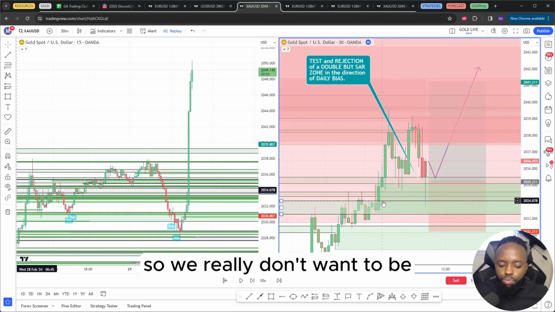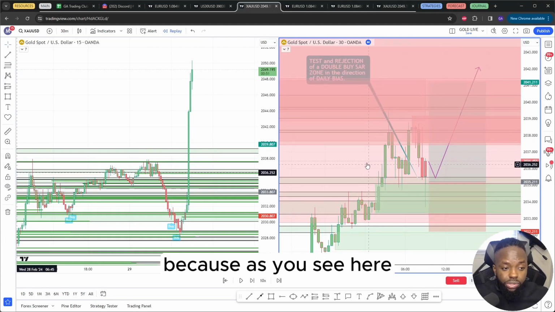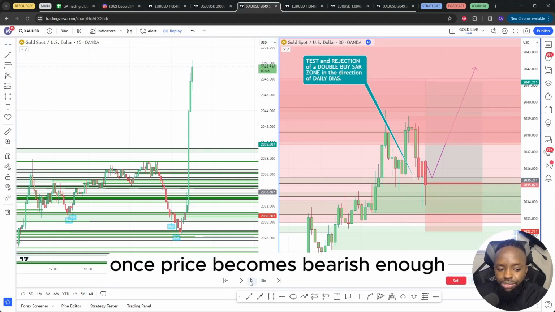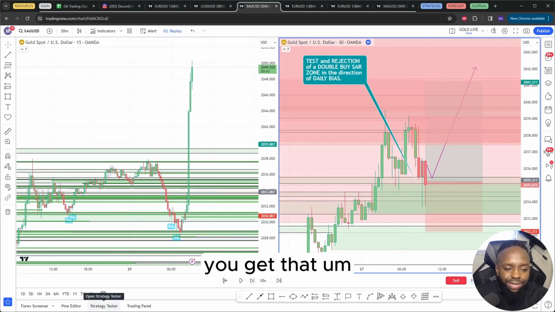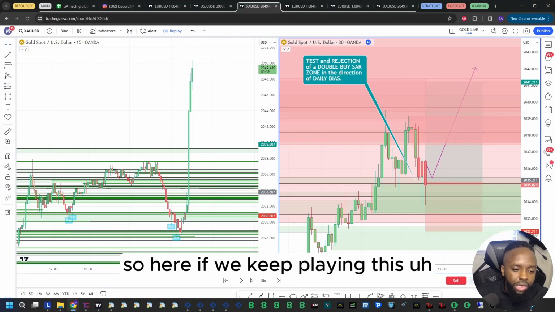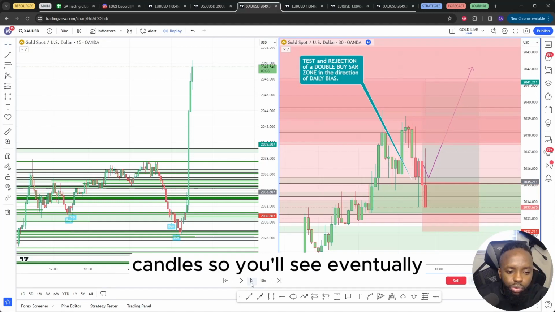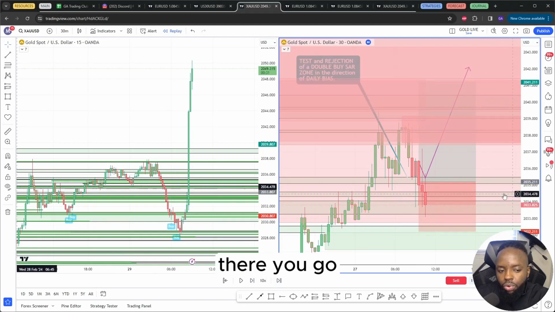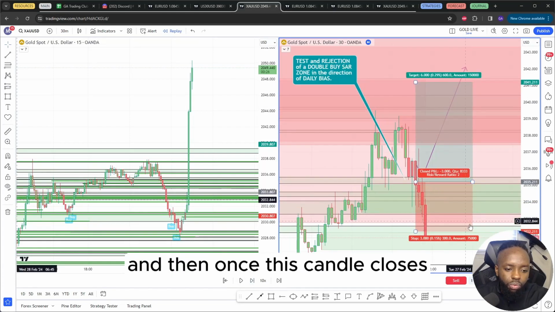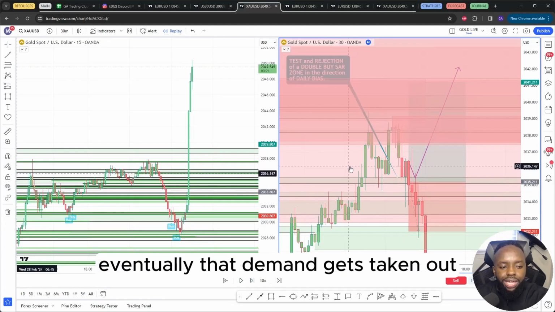So we really don't want to be making trades in zones that are based off of one candle, because as you'll see here, as we keep replaying, once price becomes bearish enough, you get that demand zone being taken out so fast. So here, if we keep playing these candles, you'll see eventually at some point, there you go. That demand has been taken out, comes back in, and then once this candle closes, keeps going, and there you go. Eventually that demand gets taken out.